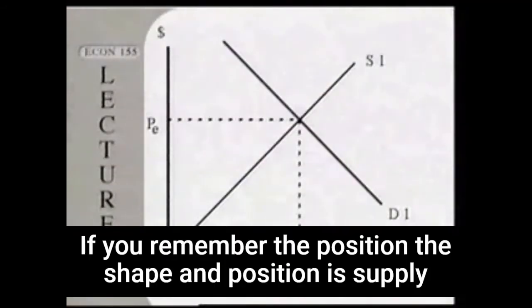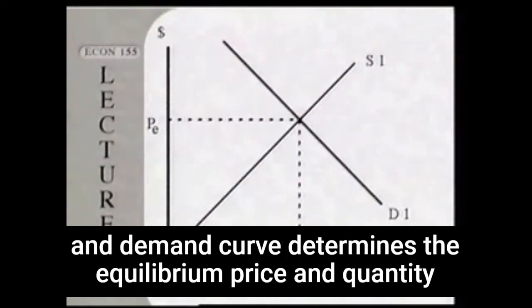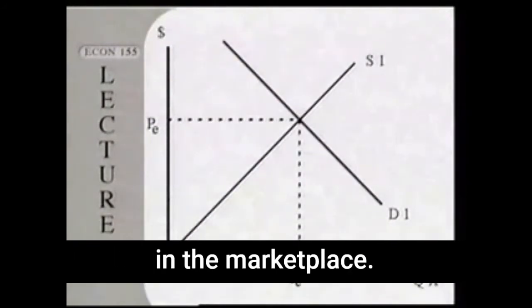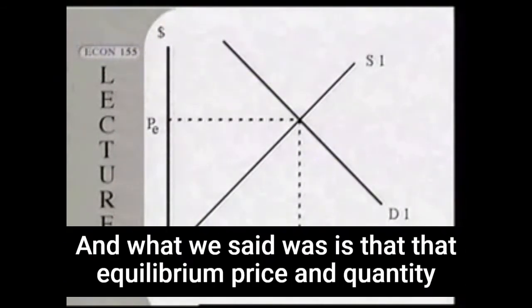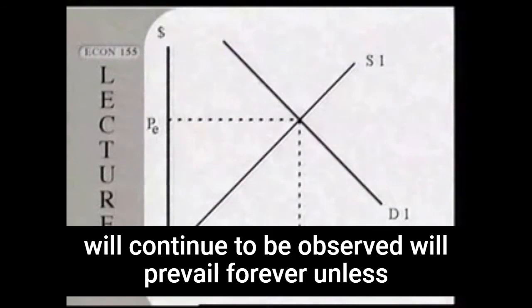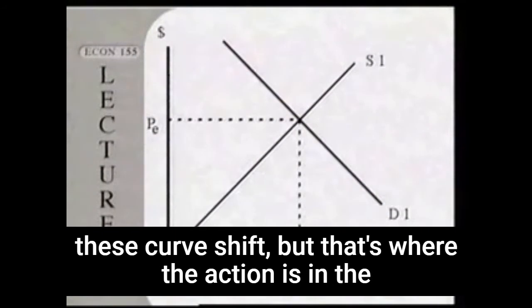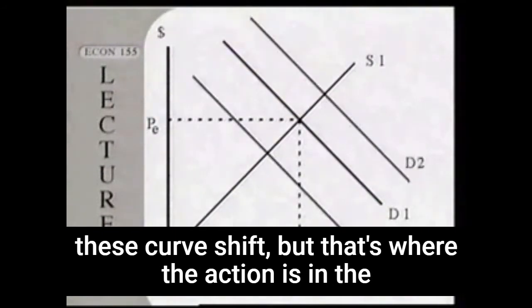If you remember, the shape and position of the supply and demand curve determines the equilibrium price and quantity in the marketplace. And what we said is that equilibrium price and quantity will continue to be observed, or will prevail forever, unless these curves shift. But that's where the action is in the markets.